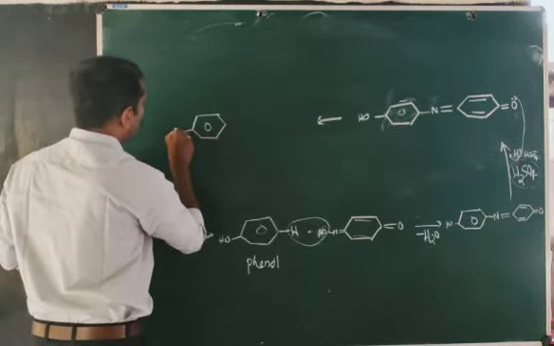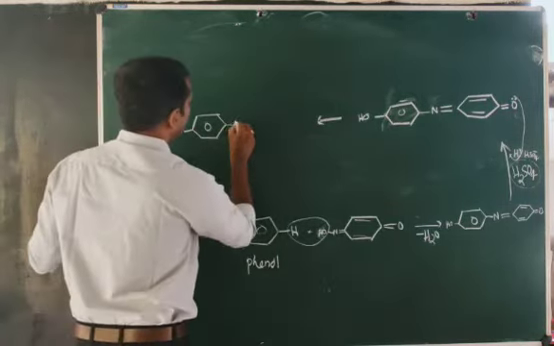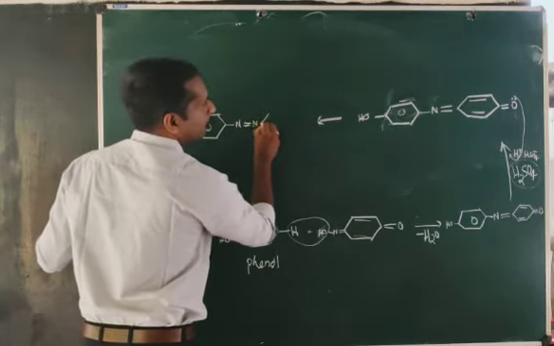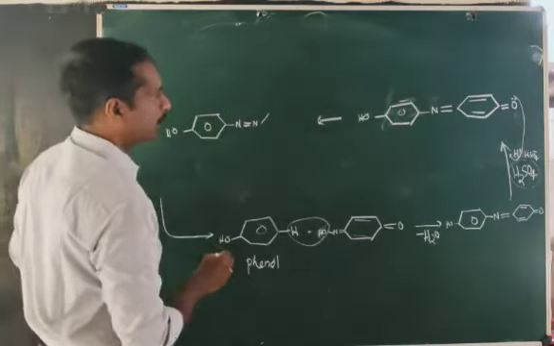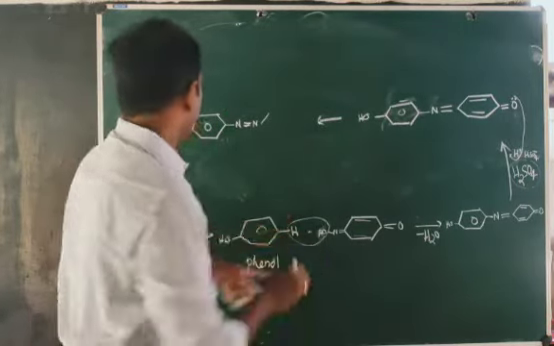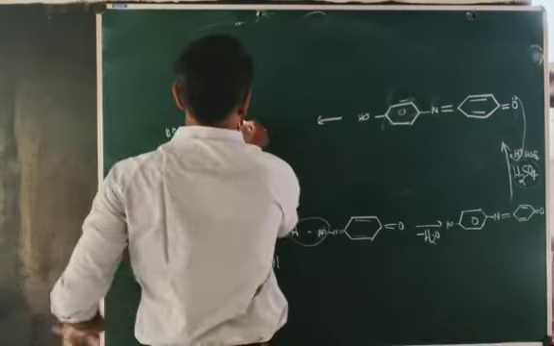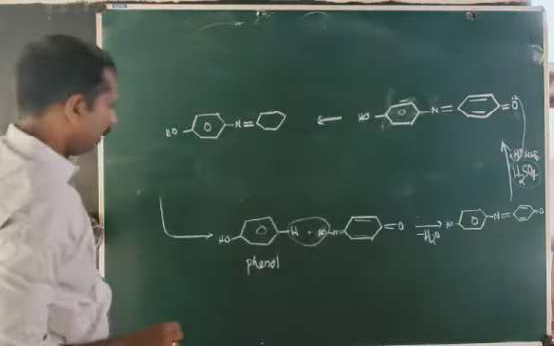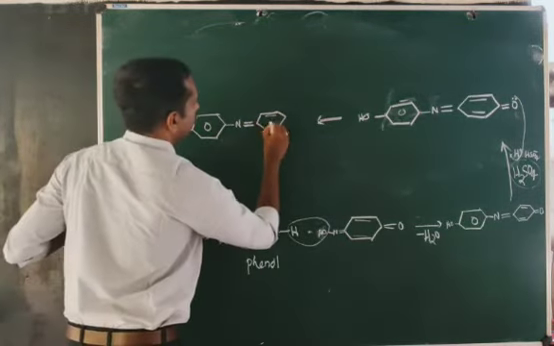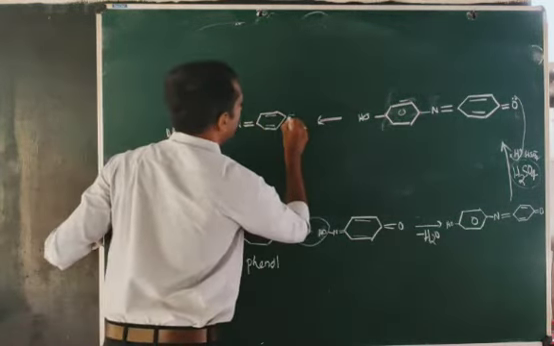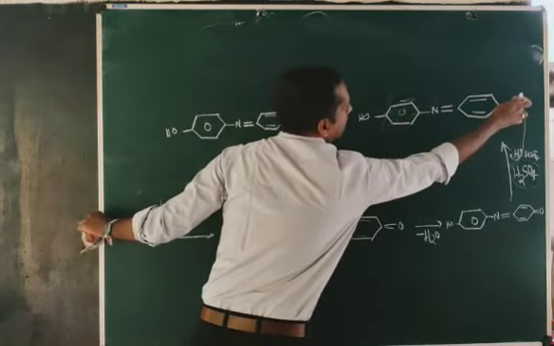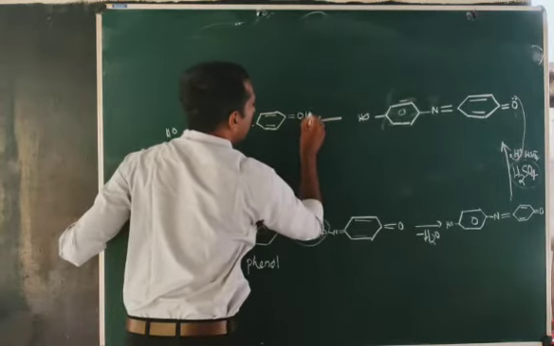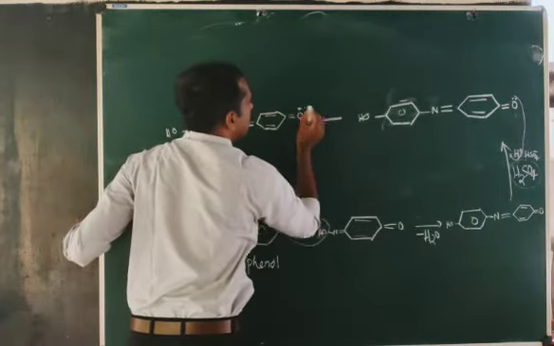Here it is OH, and here it is N, double bond N, and our ring is here. Here is this double bond. The oxygen's lone pair of electrons is abstracting this H plus, so it will change into OH, and the oxygen is getting a positive charge.